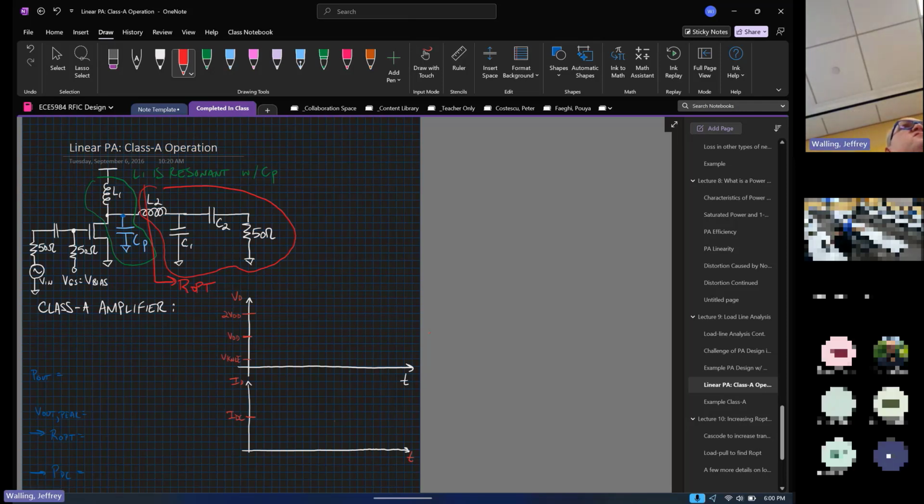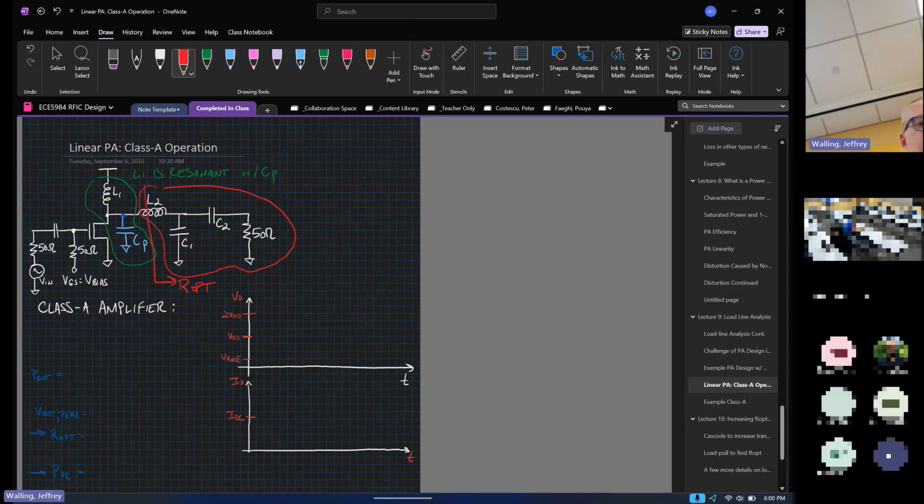You can use any topology that you want. Most power amplifiers will use a DC block of some sort, so C2 is very necessary there. If we didn't have C2, what would happen? We'd have the DC voltage shorted directly to a 50 ohm resistor, and we'd be wasting a lot of current just to feed a 50 ohm resistor.